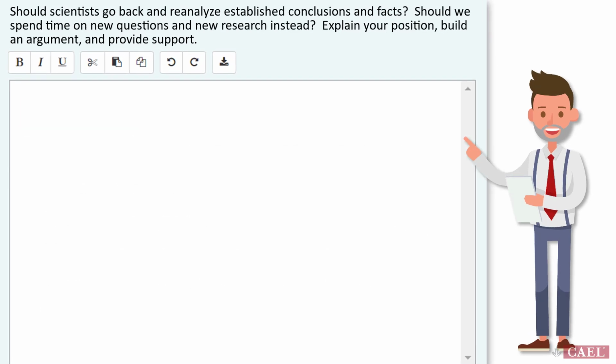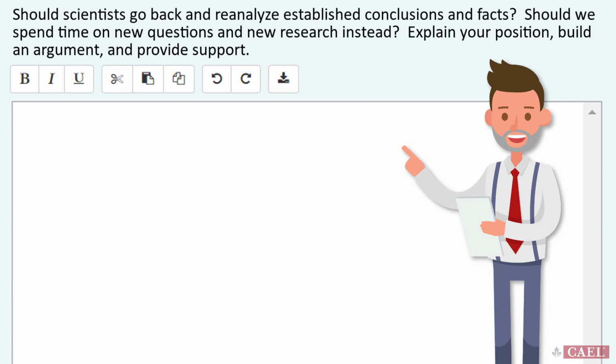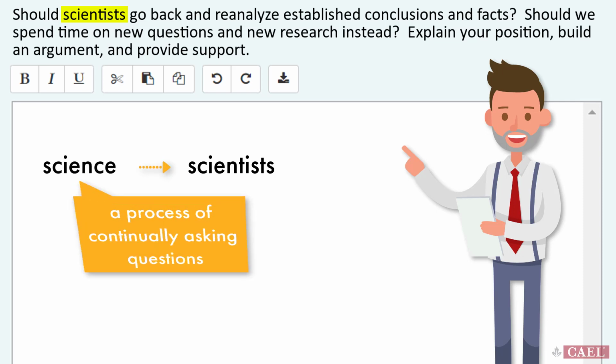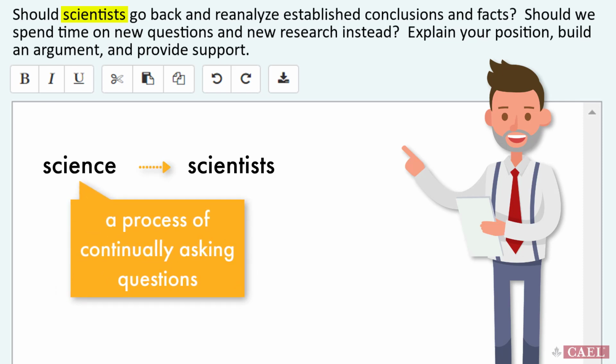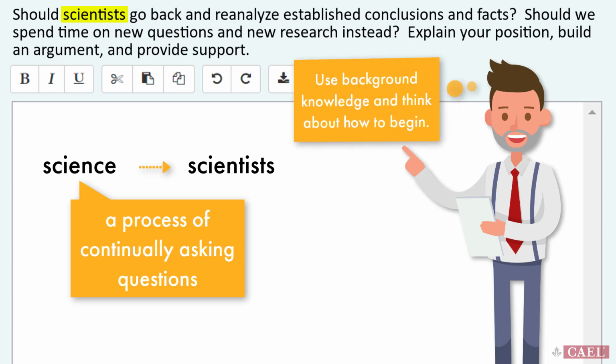First, then, I look for the key words in the question. In this case, scientists. This word comes from the word science, which I already know is defined as a process of continually asking questions. So, before I begin the reading and writing process, it's good for me to take a few moments to use my background knowledge and just think about how I want to begin.